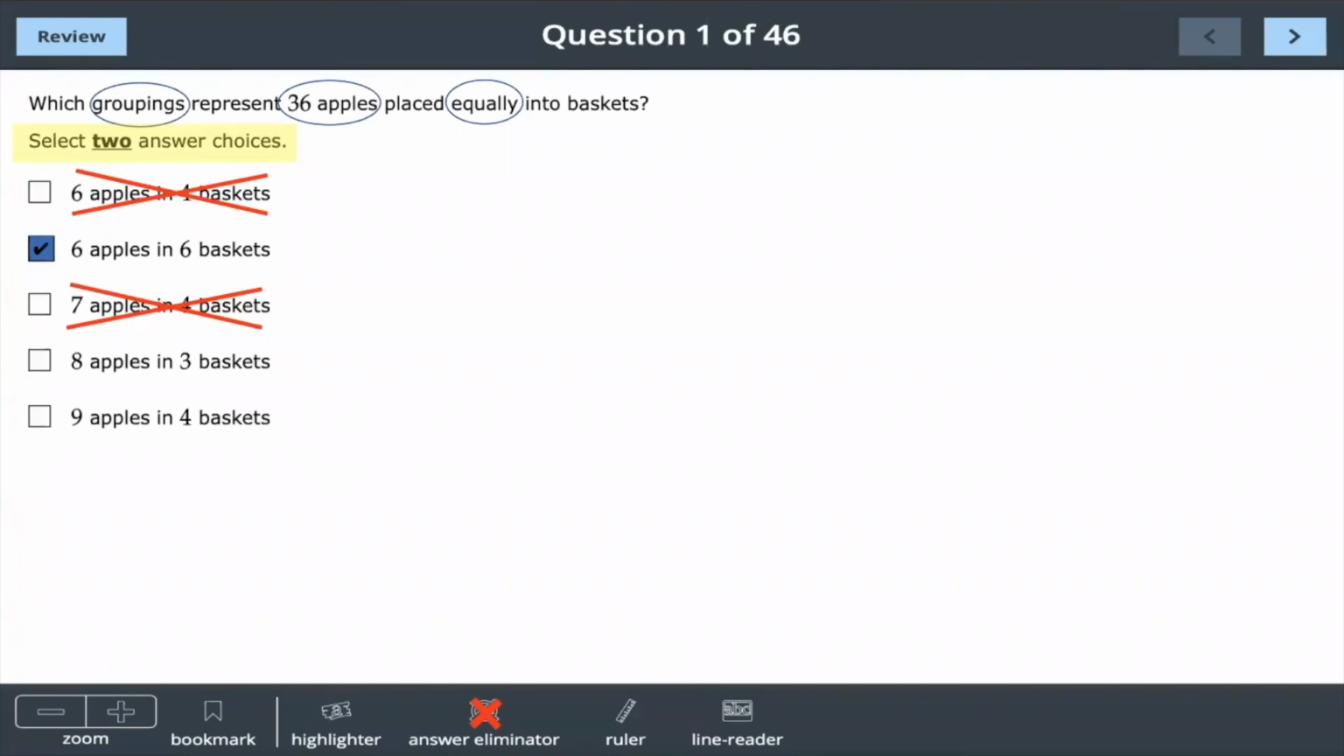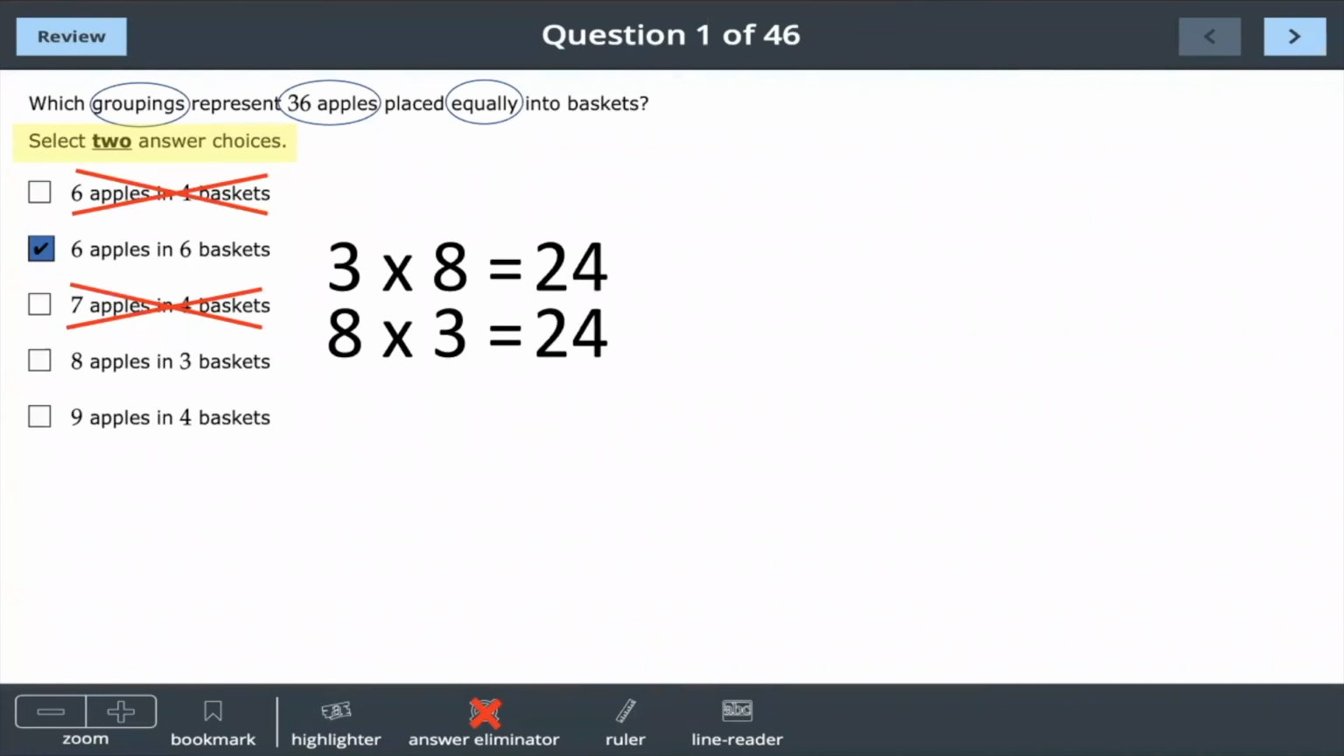8 apples in 3 baskets. To represent 8 apples in 3 baskets, I can write 3 times 8. 3 represents the 3 baskets or the 3 groups. 8 represents the total number of apples or objects in each group. I can also write the problem as 8 times 3. Both will give me a product of 24.